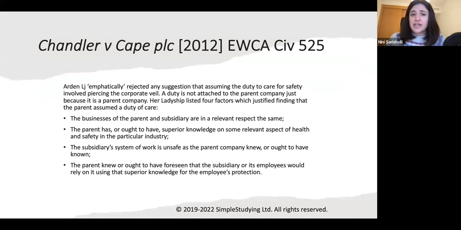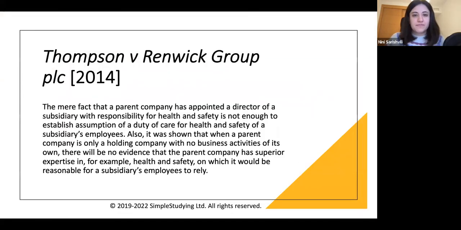Chandler versus Cape PLC 2012 was also a case before Prest versus Petrodel. And if you have an essay question about this topic, it would be useful to contrast these cases and analyze the arguments that have been made and how the law has evolved from Adams's case to Prest versus Petrodel.